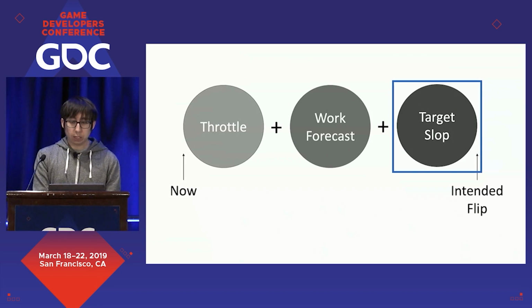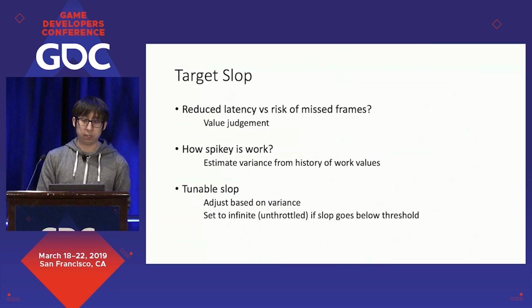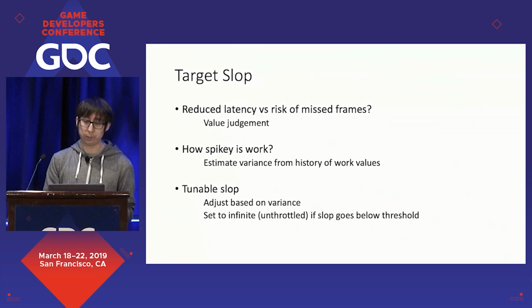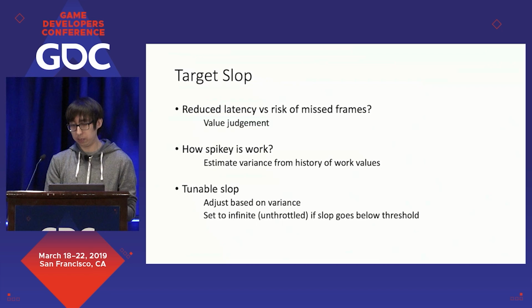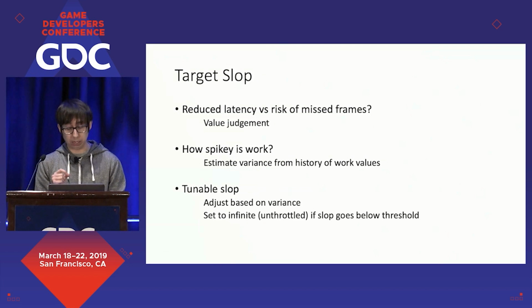OK, finally, we have to decide on a target value for the total slop accumulation during this frame. And deciding on an ideal slop target depends on two questions. First, how much do we value reduced latency versus the risk of missed v-blanks? And second, how spiky is the amount of work this frame? The first question is a value judgment and depends on your level of risk aversion. The second question, however, can be quantified by keeping a history of work measurements from previous frames and then calculating variance. We settled on a tunable function for target slop based on this variance estimate.